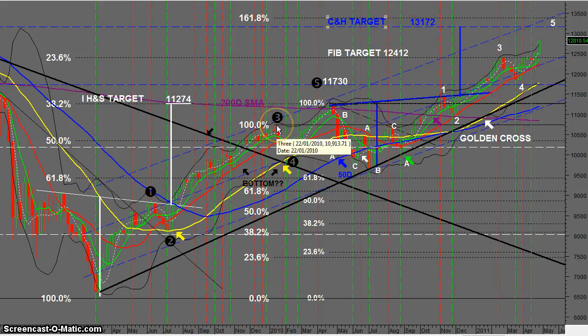Also a reverse fib would throw a 161 from the top of wave 3, just above it at 13,400, okay, roughly about. But I'm starting to think that up around this area here would be the target. That's also our standard error channel here, okay.